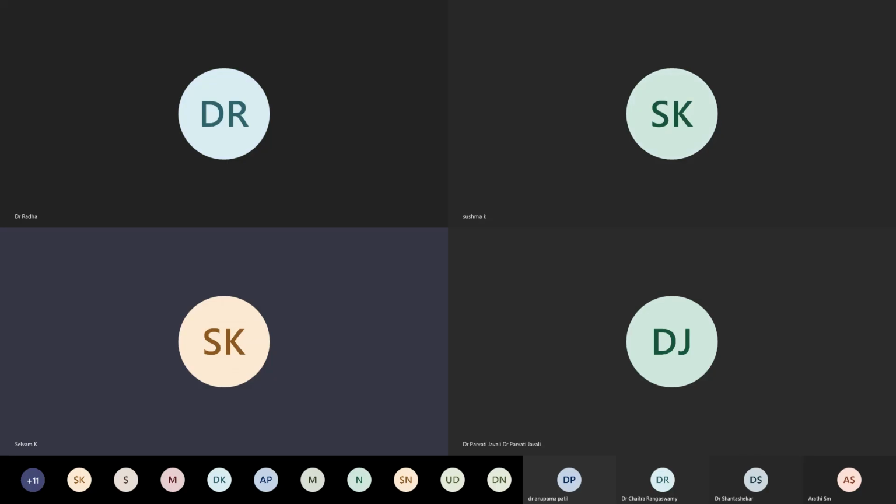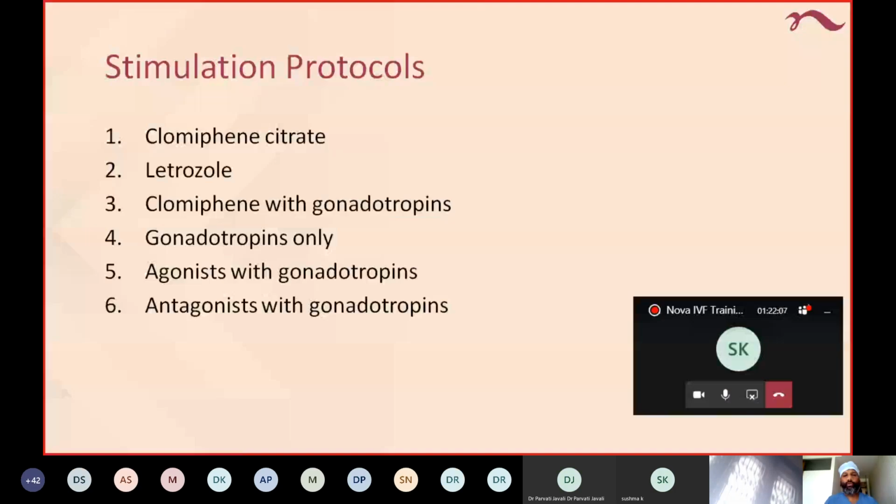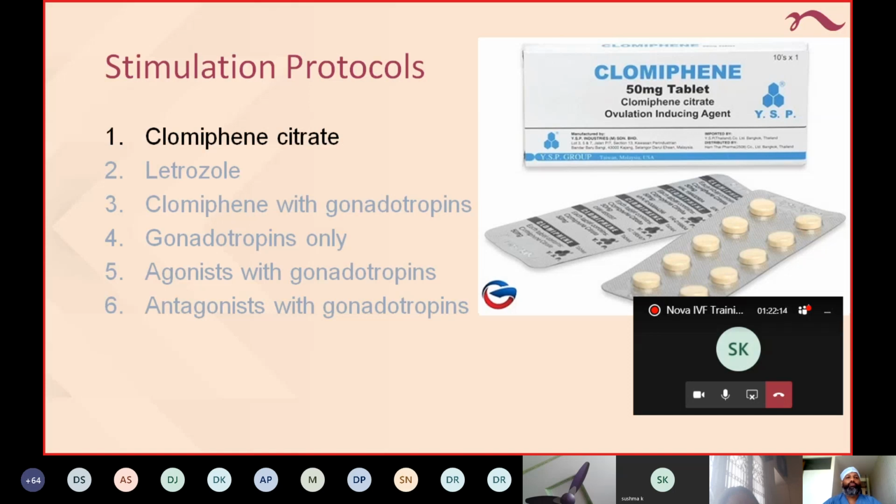Gonadotropins like HMG or FSH can be used alone by themselves, agonists with gonadotropins, or antagonists with gonadotropins. So, stimulation protocols with clomiphene citrate. To start with, you all are well versed with clomiphene citrate.